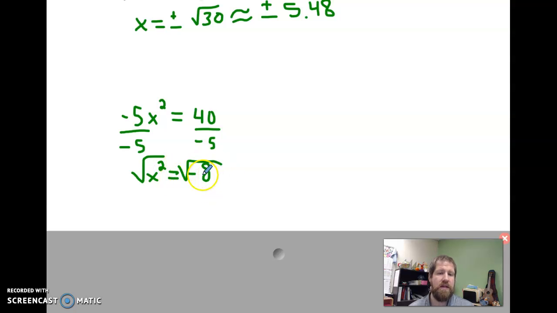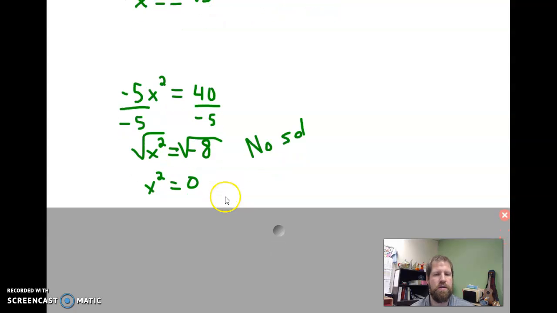If I ended up with 0 as an answer, that would be my one solution, where I have x equals 0. So, no solution. And then if I ended up with x squared is equal to 0, that would give me a solution of 0, just one solution.